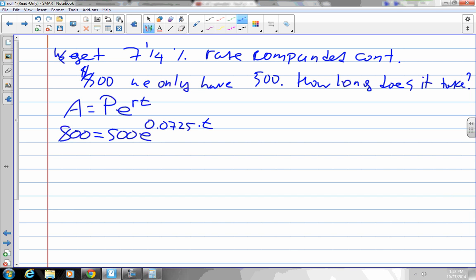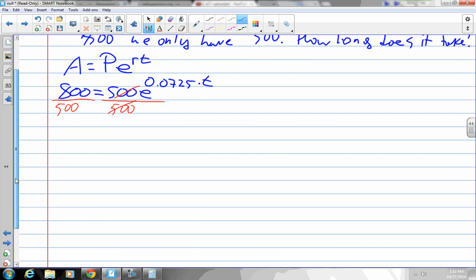So the way we're going to solve these types of equations, first, I want to get rid of all those constants. I want to get the exponential thing by itself. So the first thing I'm going to do, I will divide both sides by 500. So the 500 is just going to cancel. So this is e to the 0.0725t equals 8/5. Right?